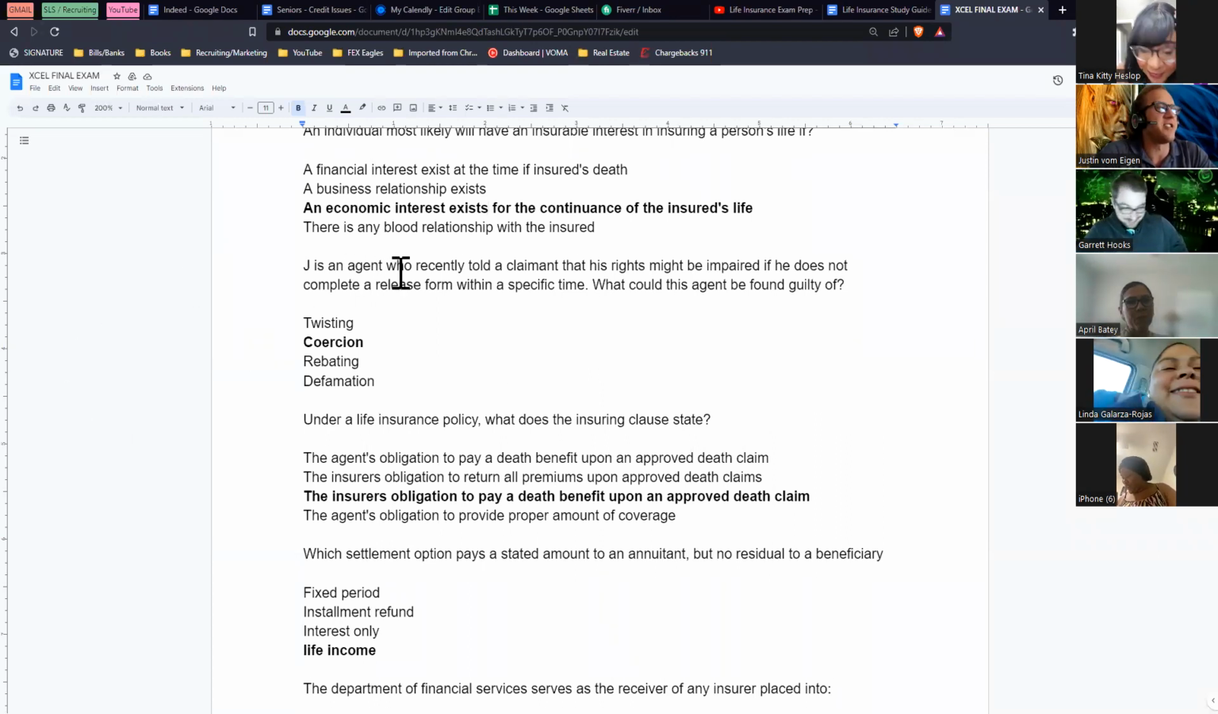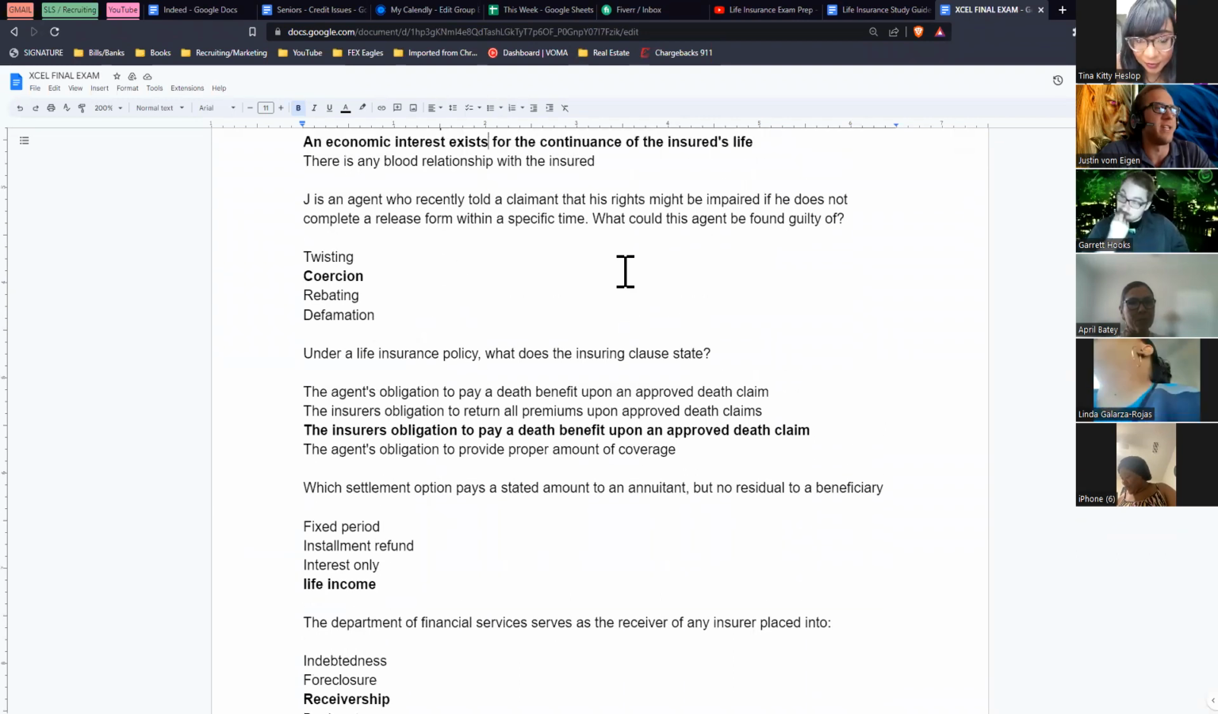All right, Jay is an agent who recently told a claimant that his rights might be impaired if he does not complete a release form within a specific time. What could this agent be found guilty of? Coercion. Yep, exactly.